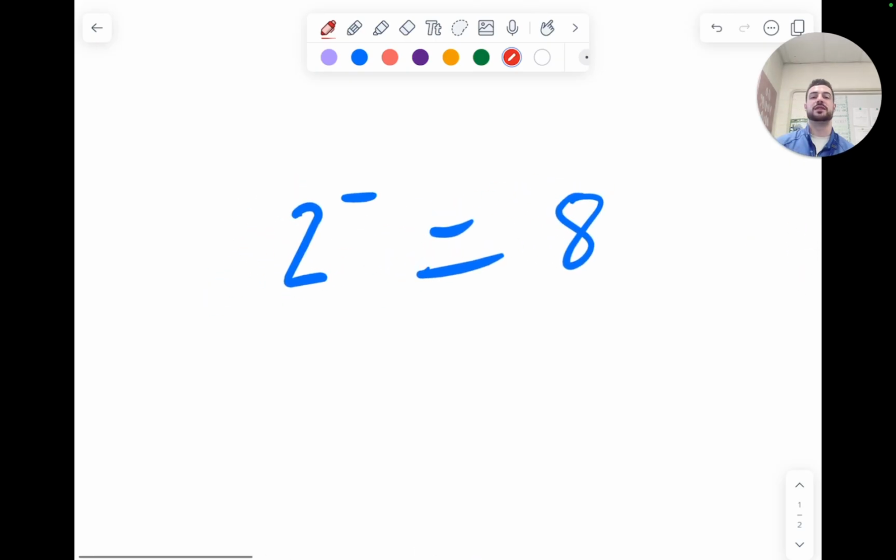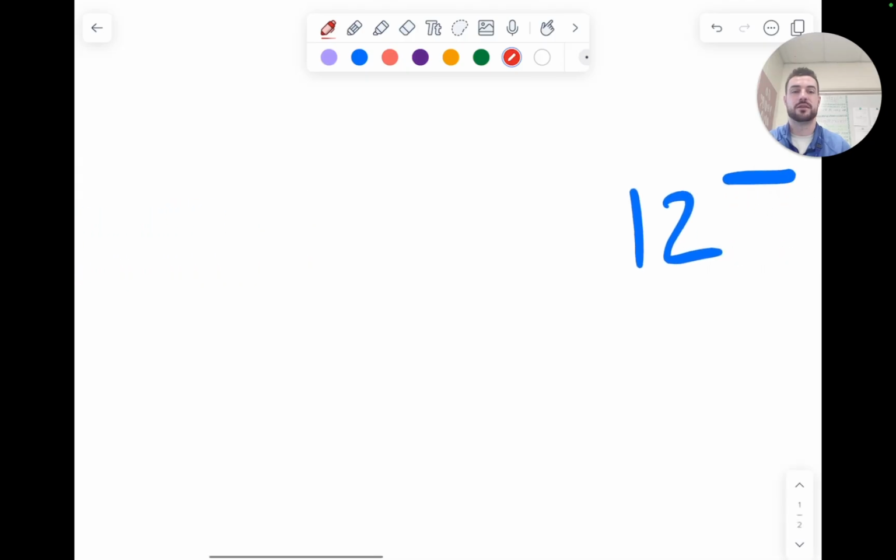Now, similarly, we've got a new type of problem here that's going to look a little bit different, but the idea should be the same. It says 2 to the blank power is equal to 8. So this time, instead of knowing the exponent, knowing the base, and finding the answer, we now know the base, and we know the answer. We need to find the exponent. So 2 to the third power is 8.